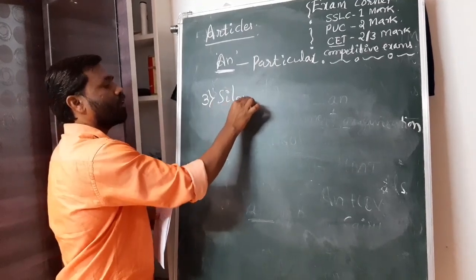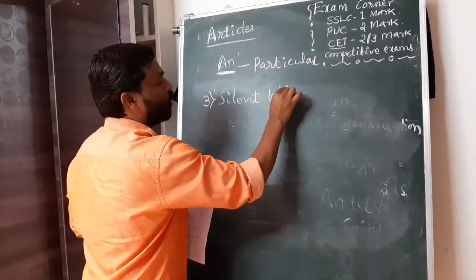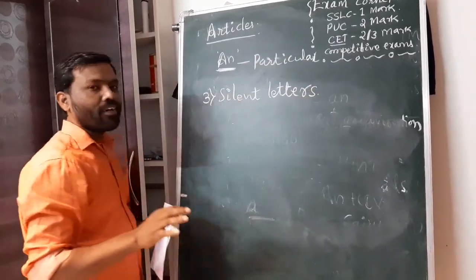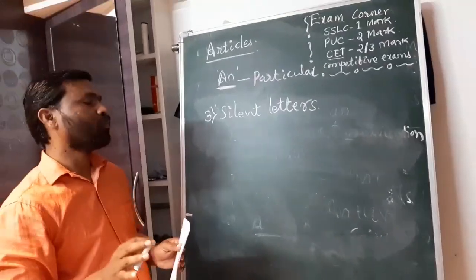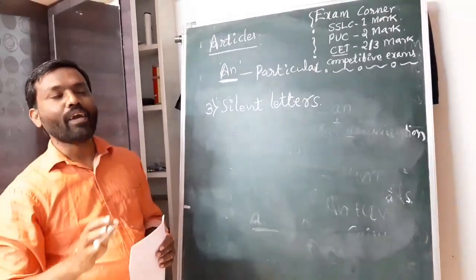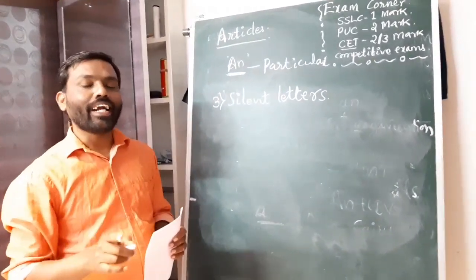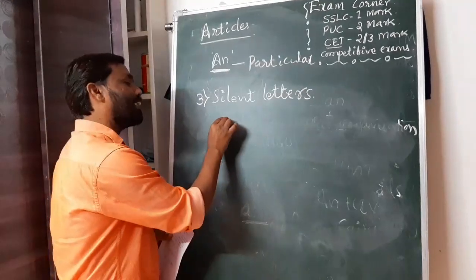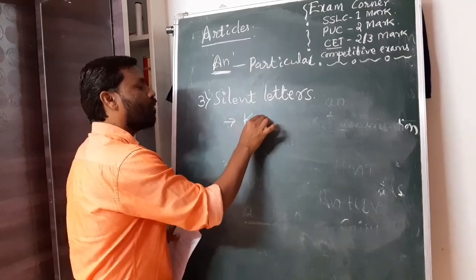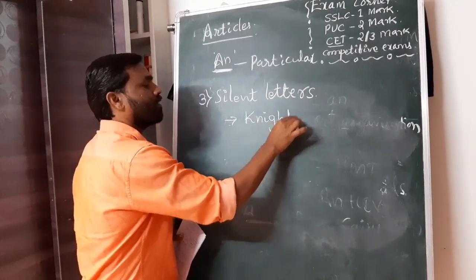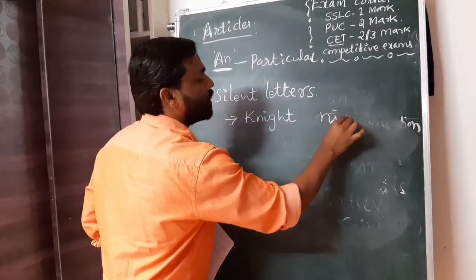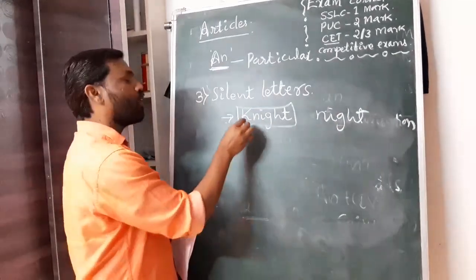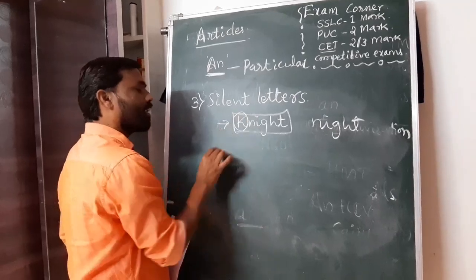See, already in the previous class, we know what a silent letter is. Whenever the word starts with a letter and we are not pronouncing that letter, it is called a silent letter. I will write an example here. Take the example of night, not like N-I-G-H-T, but K-N-I-G-H-T. We are not pronouncing the letter K.